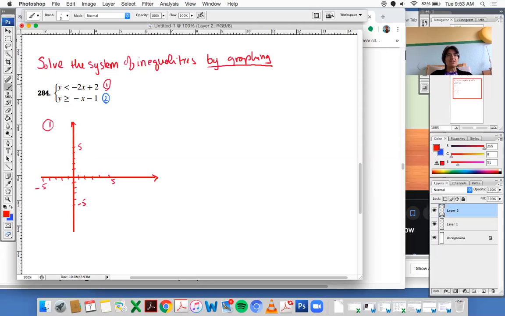And I want to graph the first equation. The first inequality says y is less than negative 2x plus 2. Remember, to graph inequalities, we first graph the equation. We did these a couple of weeks ago. We graph the equation, decide whether it's dashed or solid, and then decide where to shade. So there are 3 steps: graph, decide on the type of line, and decide on the shading. So let's graph this. This has a y-intercept of 2.